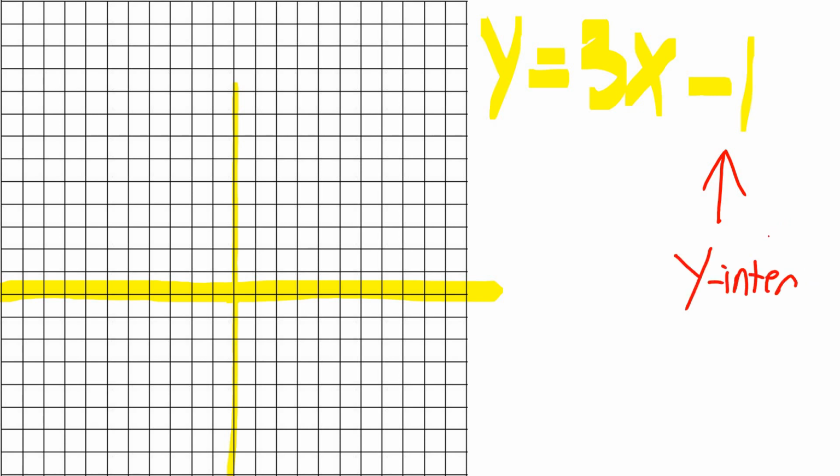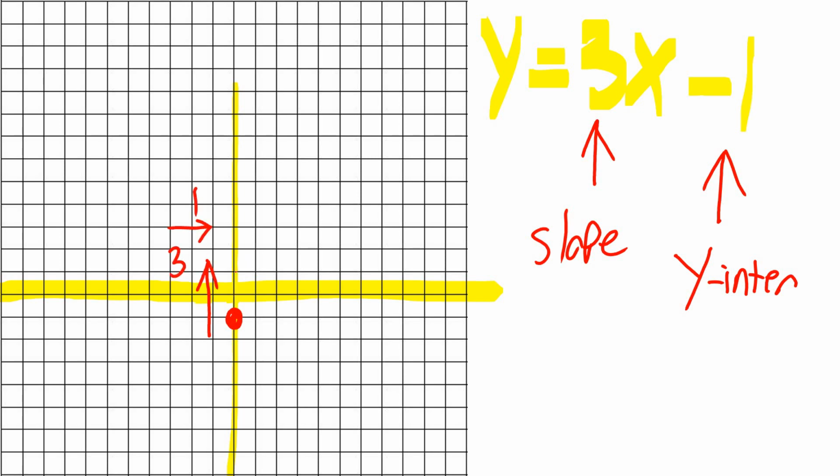Y-intercept. Now what that means is that is where your line crosses the y-axis. Okay? So all you do is you go down to where it's y equals negative 1, and that's your first coordinate. Now this 3 right here, as you know from the formula, that is your slope. Which means you go up 3 blocks and over 1. So you go up 3 over 1.